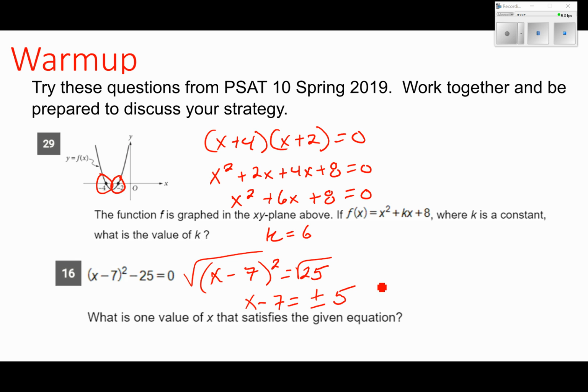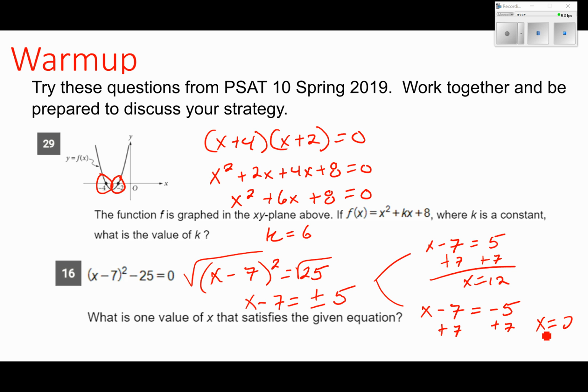So that tells me that I'm going to split this into two. x minus 7 equals a positive 5. So if I add 7, x equals 12. And then I could also say x minus 7 equals a negative 5. Add 7, I'm going to have x equals 2. So I actually found two solutions to this one.